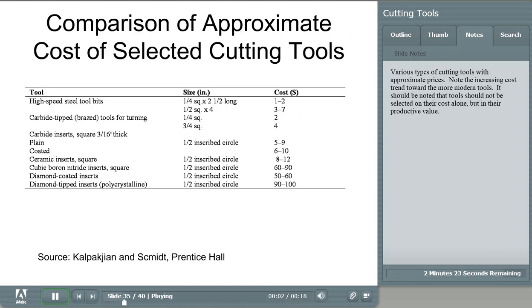Comparison of approximate cost of selected cutting tools. Various types of cutting tools with approximate prices. Note the increasing cost trend towards the more modern tools. It is important to note that tools shouldn't be selected on price alone, but rather on productive value.